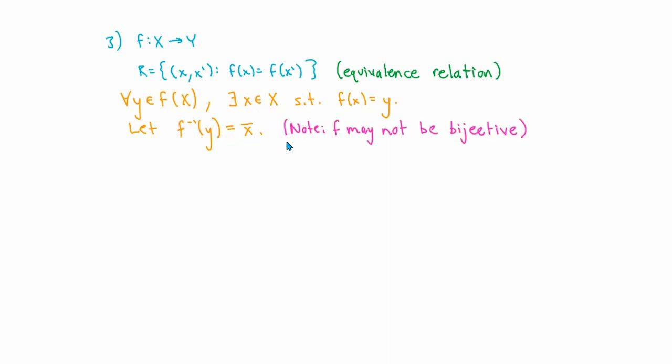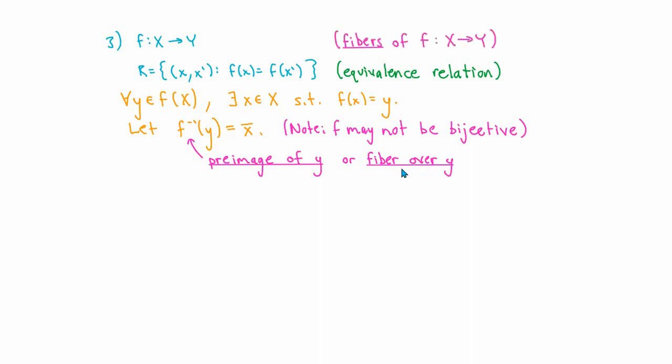But I want you to be a little bit careful here, because there's a small clash of notation. F inverse here may not be the inverse function of f, because f may not even have an inverse function. It just happens that I'm using the same notation, but it's better here to call f inverse of y the preimage of y, or the fiber over y. And that explains the language that I was using earlier when I talked about fibers. The fibers here are really the equivalence classes of elements in the domain.